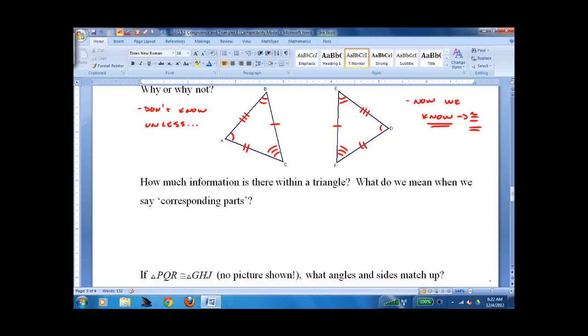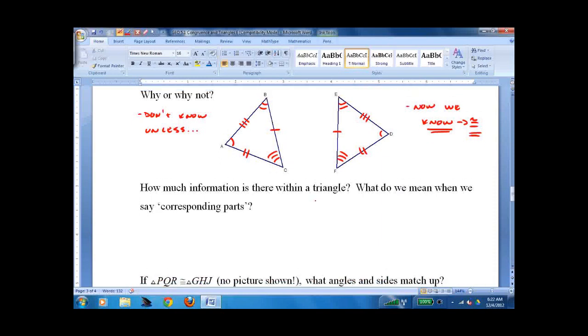So how much information is there? Well, we just saw 6 pieces, of which 3 are angles, 3 are sides.